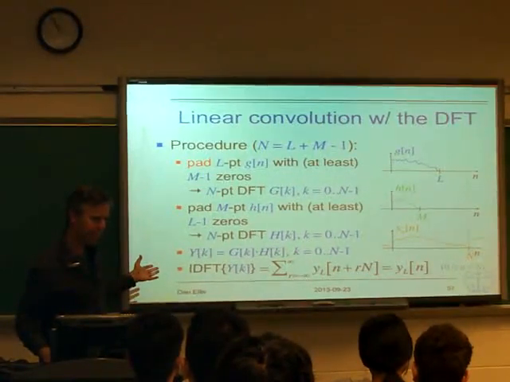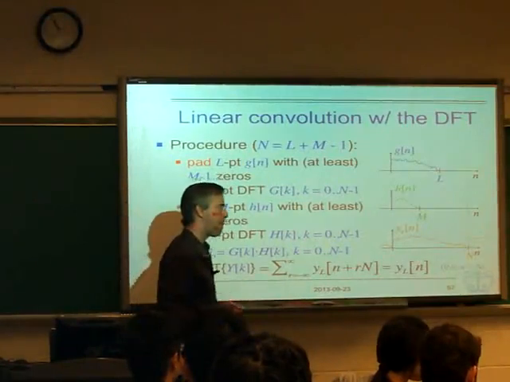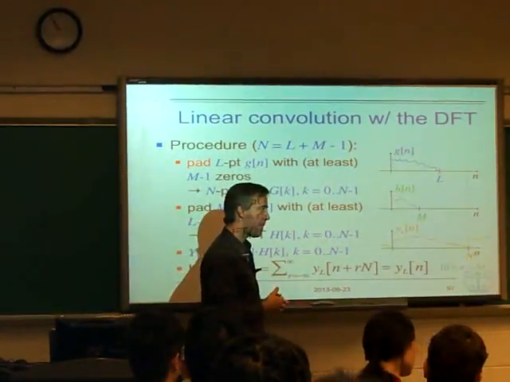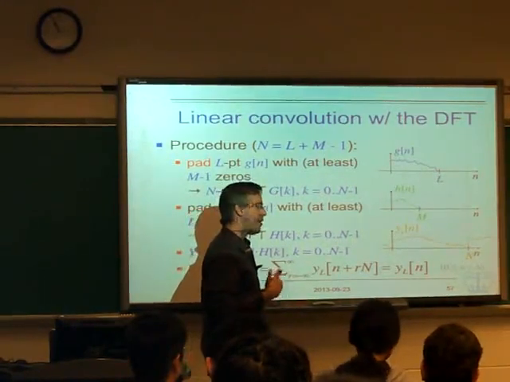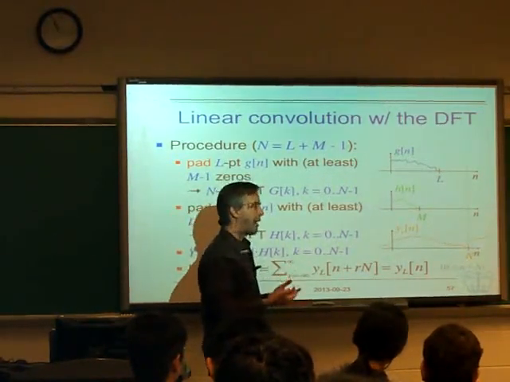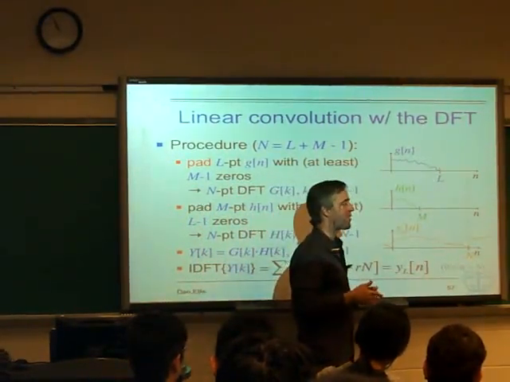Is that clear? So what's the difference between zero padding with circular convolution and direct convolution of two sequences? What's the difference between zero padding like this and direct convolution of the two sequences? There's no difference. I'm not quite sure if that's the question you're asking.